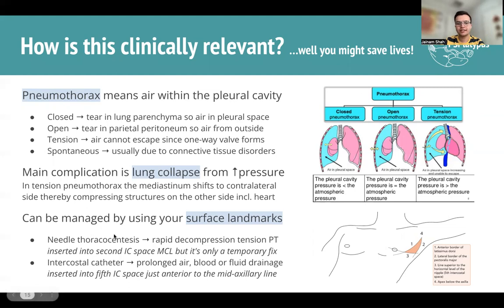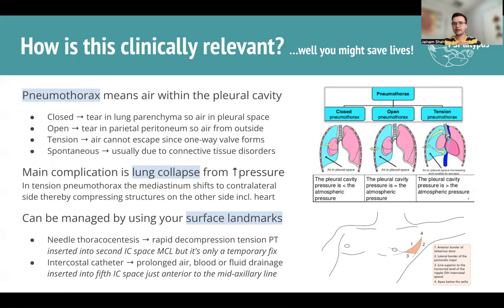So needle thoracocentesis, that's for rapid decompression of tension pneumothorax. It's a temporary fix, so you still need something a bit more solid afterwards, which is the intercostal catheter. But the main place you're going to do this is the second intercostal space, mid-clavicular line. So you can try and feel for where that might be on your body.